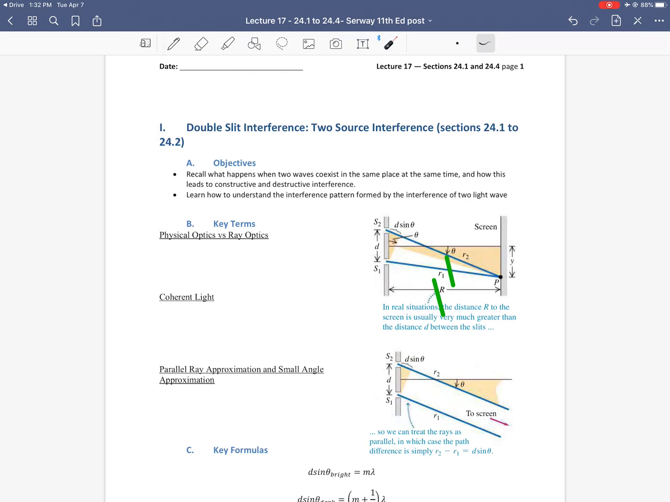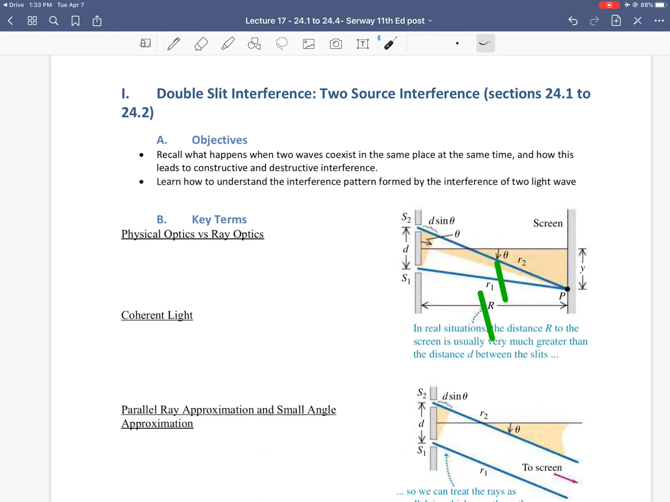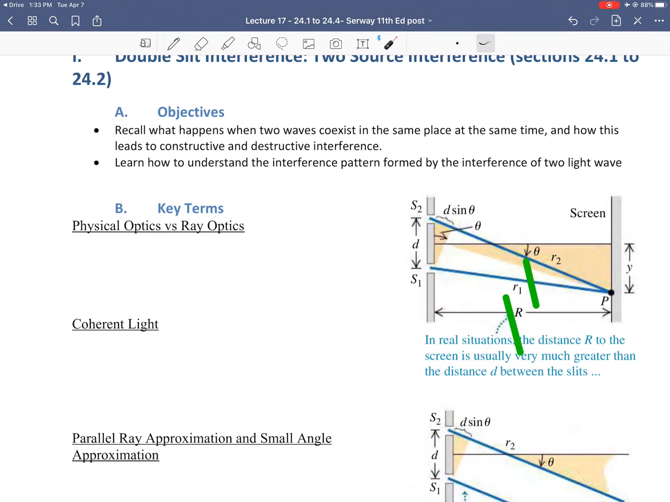We're also going to learn how to understand the interference pattern formed by the interference of two light waves, okay? All right, so with those objectives out of the way, let's get to our key terms. As I mentioned, we're moving into wave optics. Wave optics is also often called physical optics. So we can say that physical optics and wave optics are interchangeable terms.